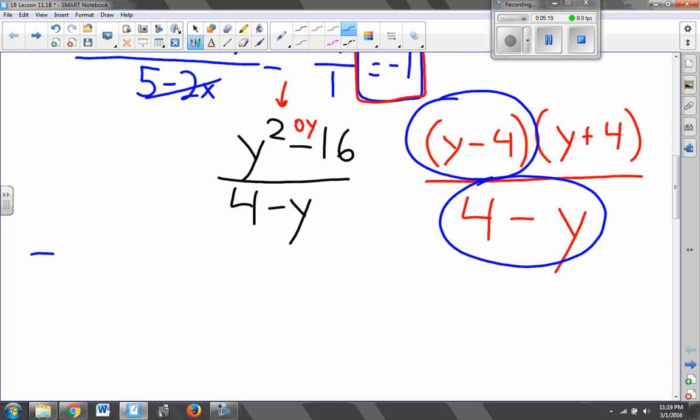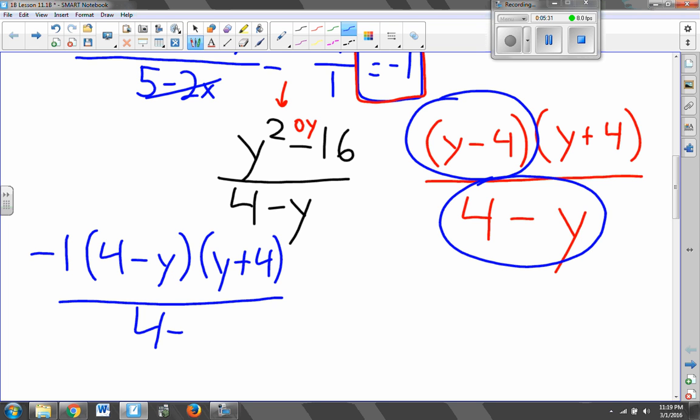So I will factor out a negative 1 from the top, flip the signs to negative 4 minus y instead of y minus 4. Now I do still have a y plus 4 on the top, and the bottom, again, is just 4 minus y. Okay, so I factored my y squared minus 16. I then factored out a negative 1 to flip the sign of one of those factors, so that now I can cancel, and all I am left with is a negative 1 times y plus 4.